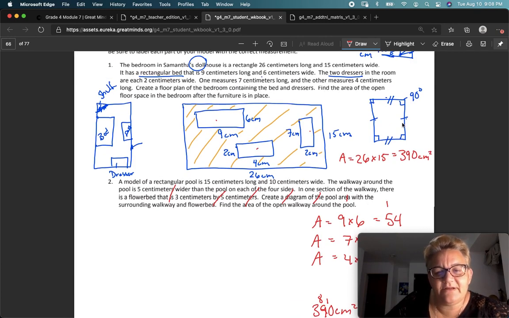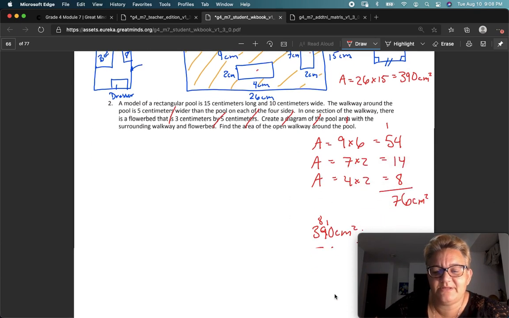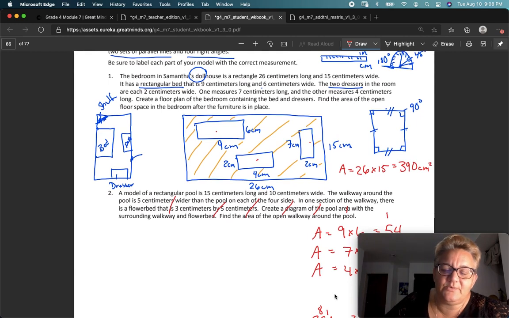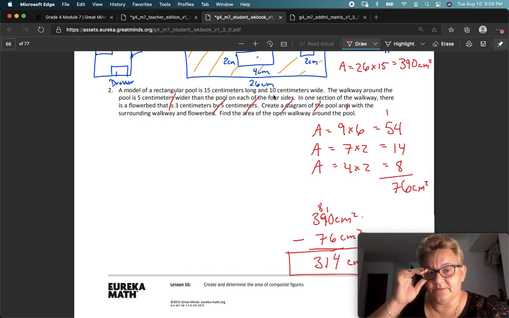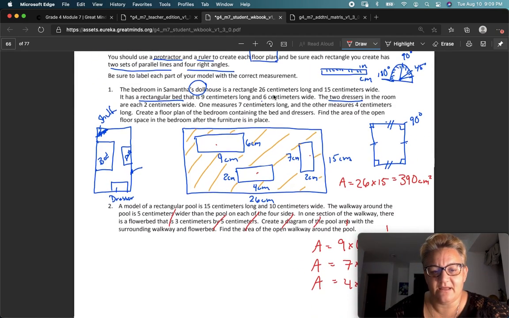Okay, so find the area of the open floor space in the bedroom after the furniture is in place, and we just did. So now we know how much room we have. If later we want to go back and buy a lamp or buy a desk, we're going to know what can fit in there, what we have space for. All right, and that's how professional movers do it and professional decorators. So if you like organizing and reorganizing your bedroom, maybe you want to consider making a floor plan.